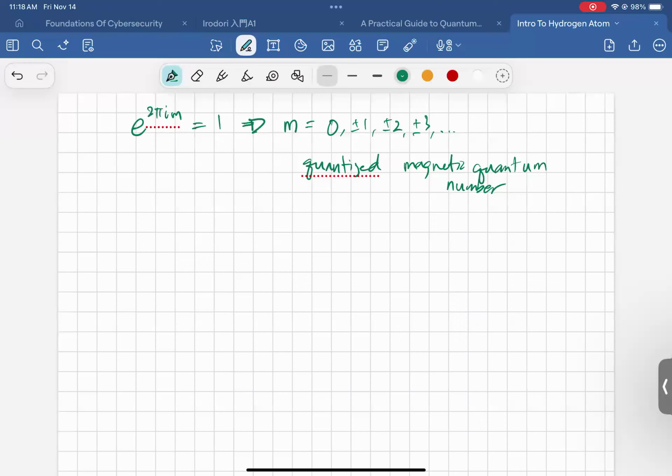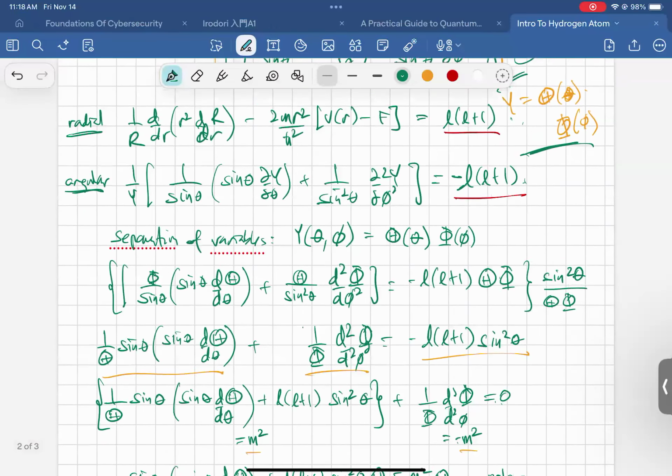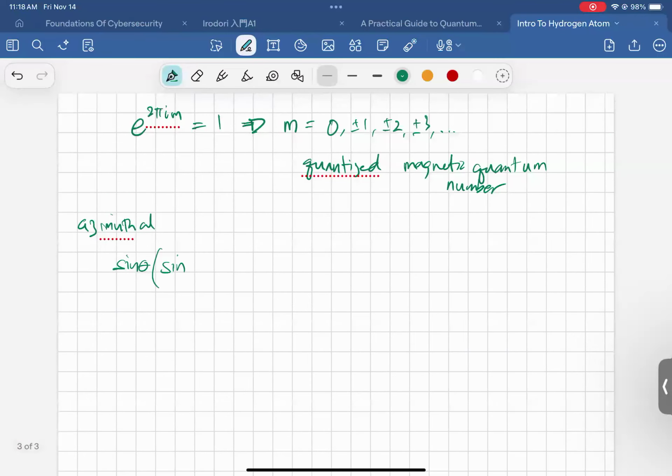Now let's go to the polar component. The polar component is given by 1 over sine theta.